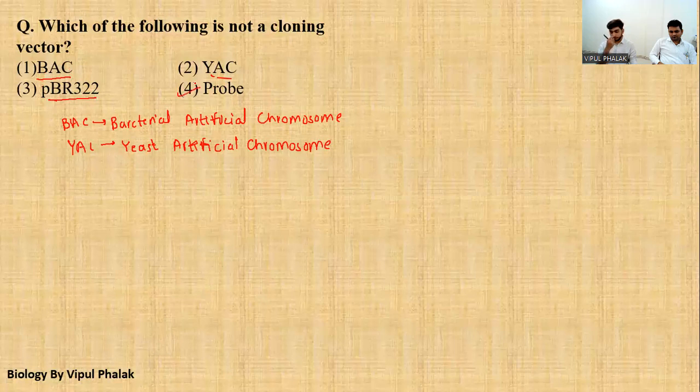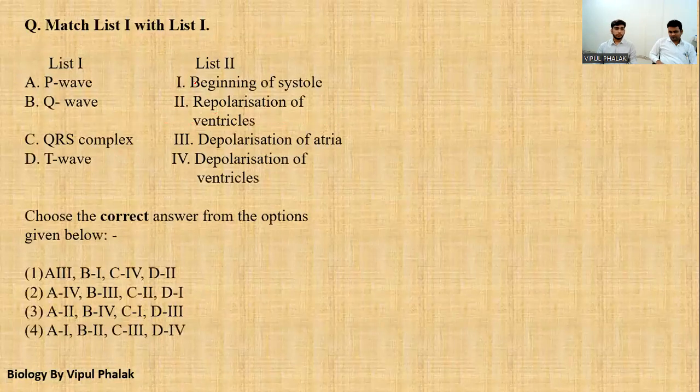DNA probe is a sequence of DNA which is complementary to a specific genome. So, we have got a match the pair question. On list one, they have given complexes of ECG, and on list two, what they represent.